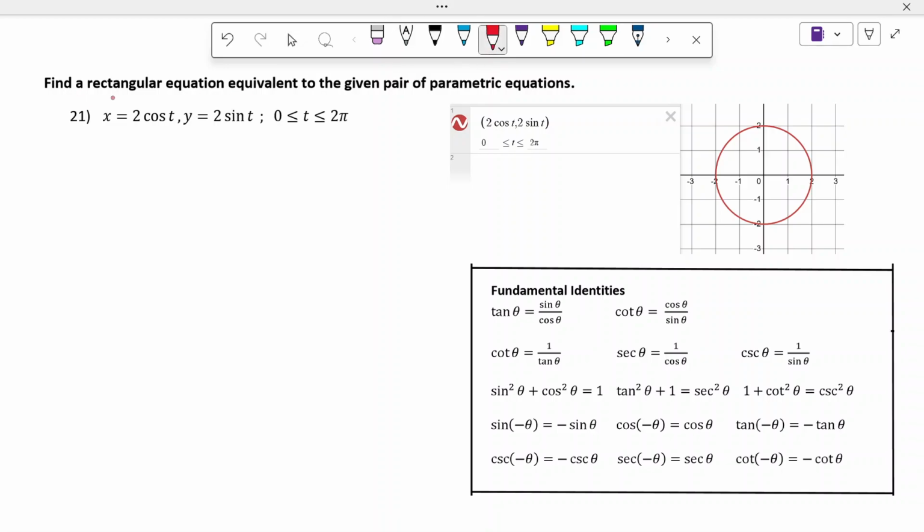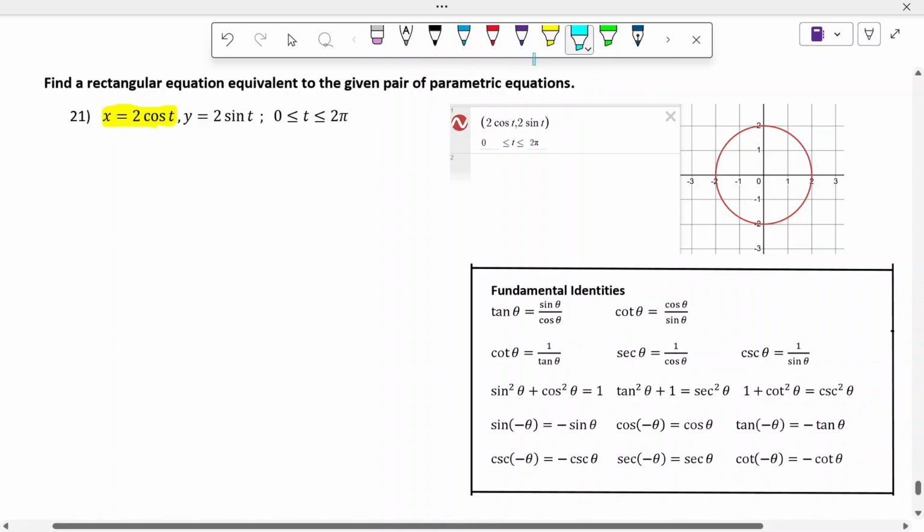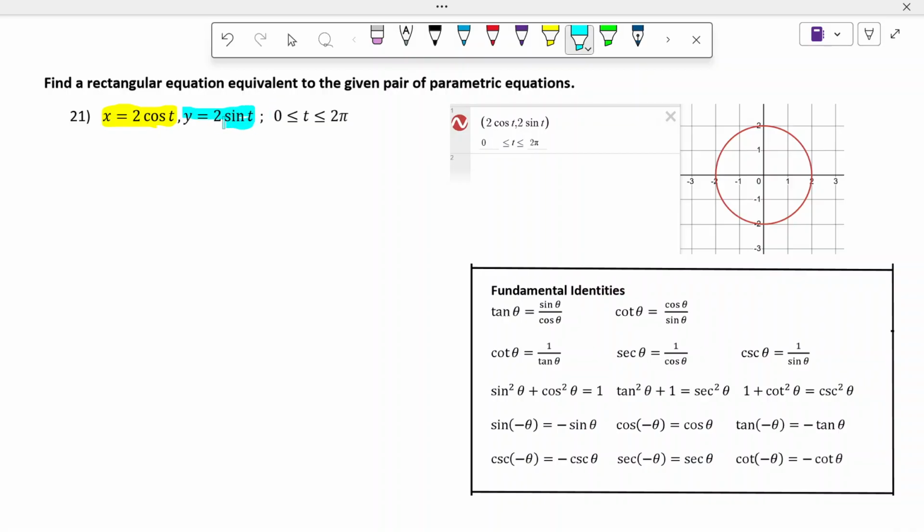We need to find a rectangular equation that's equivalent to the given pair of parametric equations. So we have a parametric equation here where one piece describes how to create the x values of a function, and the other piece describes how to find the y values of a function. Of course, these two pieces, the yellow piece and the blue piece, are in relationship to a third parameter, t, or time.